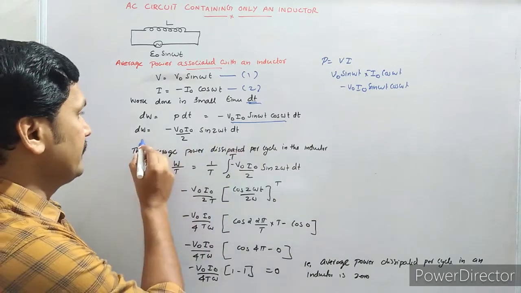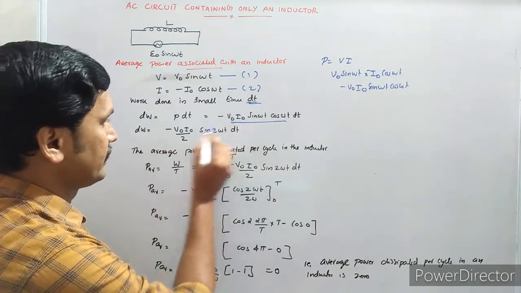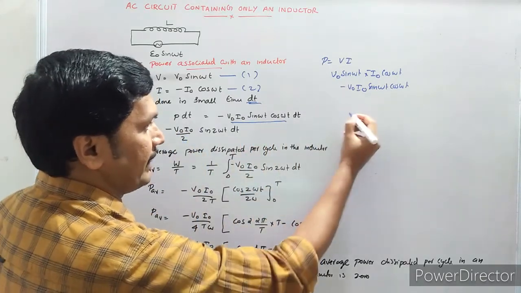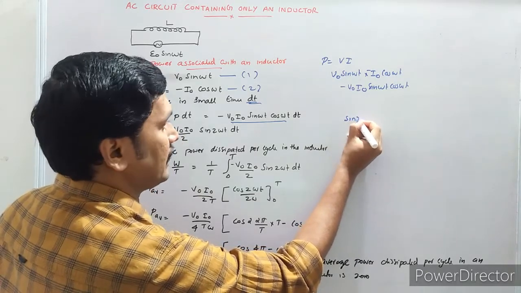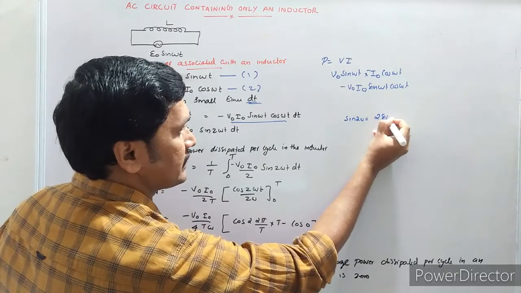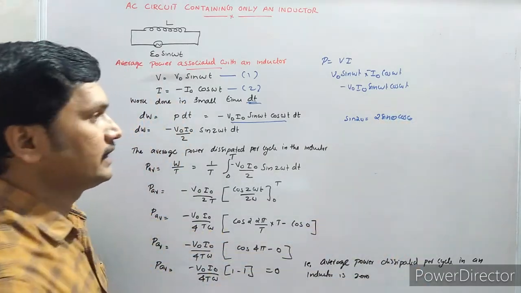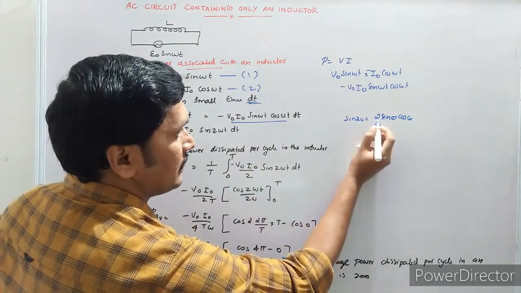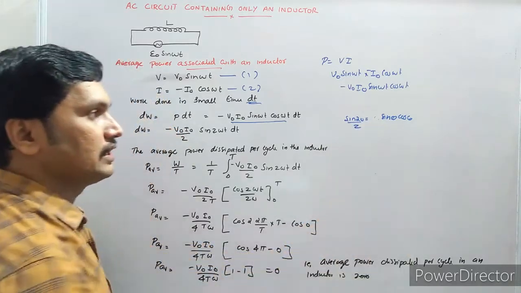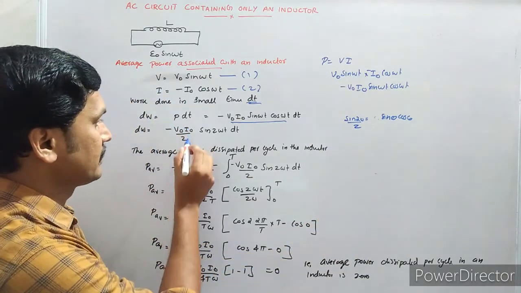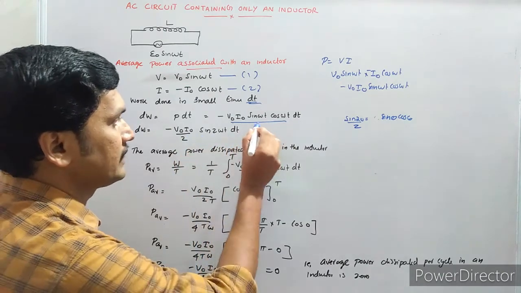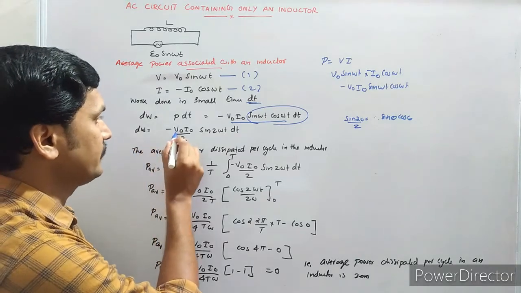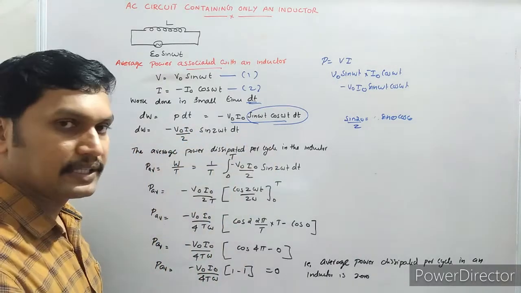So we can rearrange this way. Sine 2 theta is equal to 2 sine theta cos theta, or we are writing sine theta cos theta as sine 2 theta by 2. So we are writing minus V0 I0 by 2 sine 2 omega t. So dW is equal to minus V0 I0 by 2 sine 2 omega t dt.